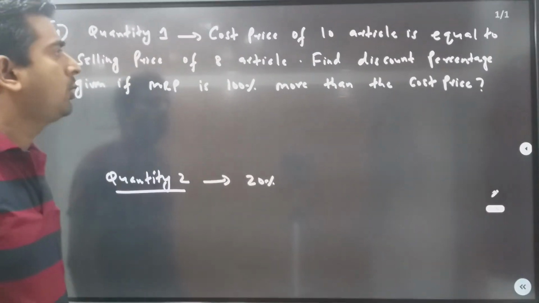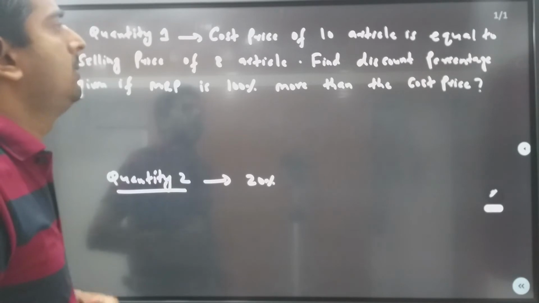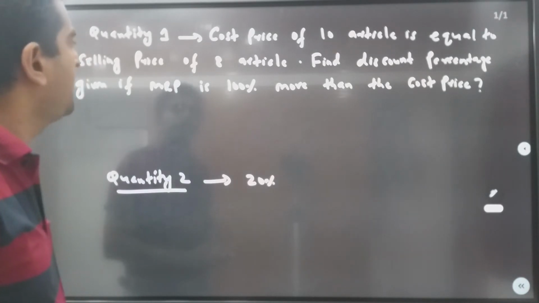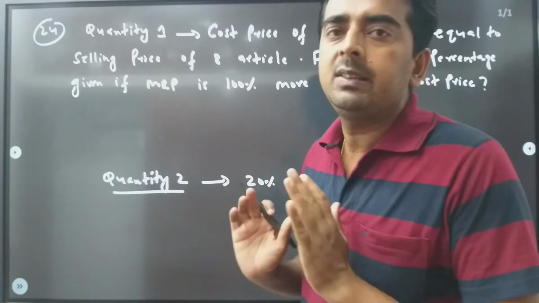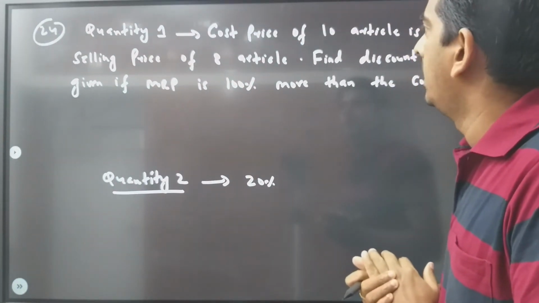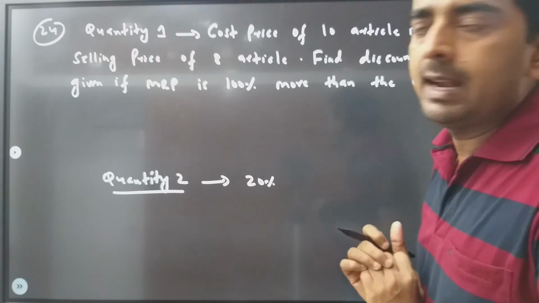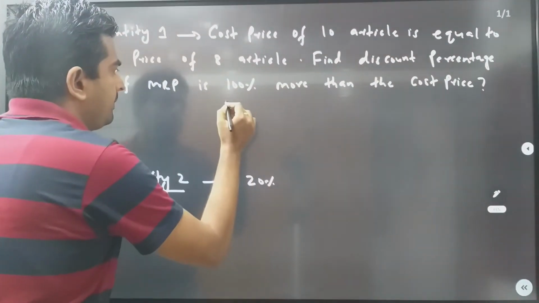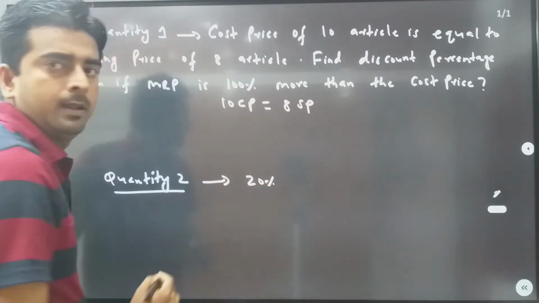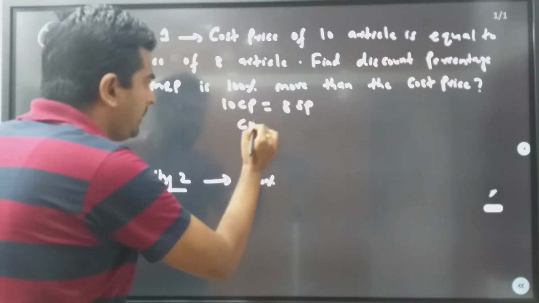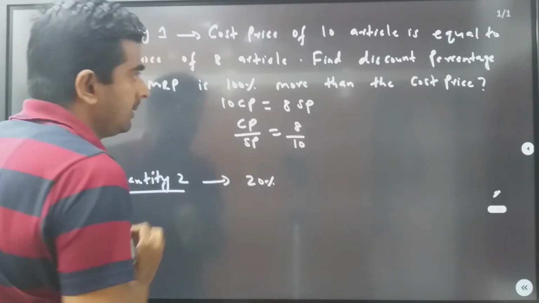Now this is the second quantity 1, quantity 2 question. Quantity 1: cost price of 10 articles is equal to selling price of 8 articles. Find discount percentage given that MRP is 100% more than cost price. So cost price of 10 articles is equal to selling price of 8 articles. That means 10 CP is equal to 8 SP. From this I can get the ratio of CP by SP, which is 8 by 10.